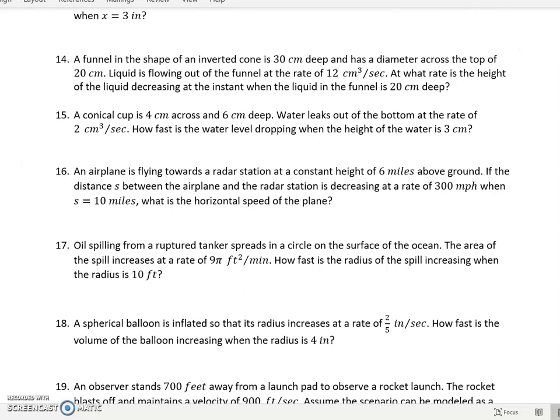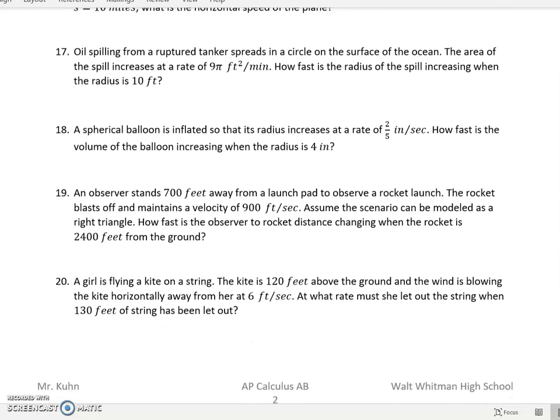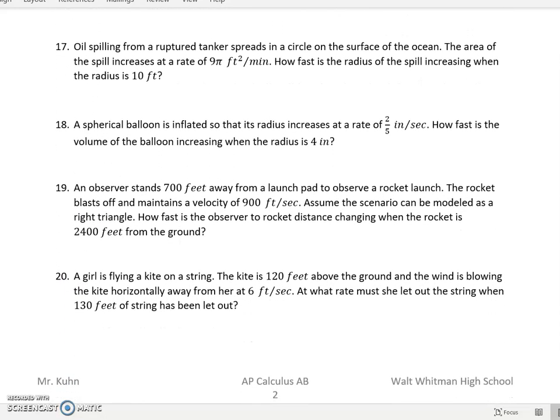Okay, ones on the back you can continue. They're pretty much the same. Again, here we have like in 17, oil is spilling. The area increases at a rate of this. That means you know dA/dt. As soon as you know what you want to be dealing with, it really shouldn't be too hard. So I'm going to set up area. Well, it's a circle, so pi r squared. I'm going to take the derivative of both sides. That gives me dA/dt, and I get 2 pi r. Don't forget your dr/dt, and then I can go from there.